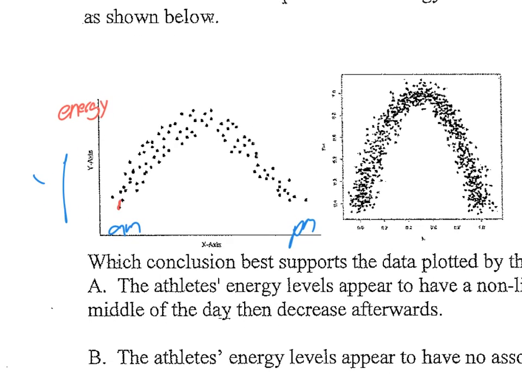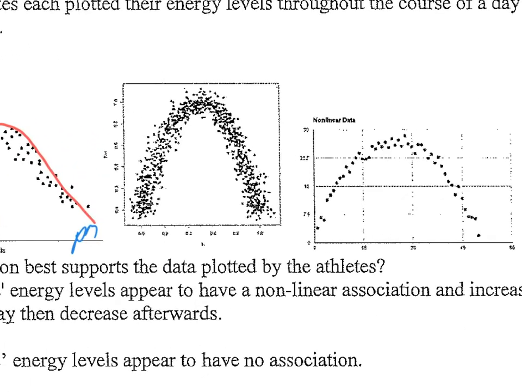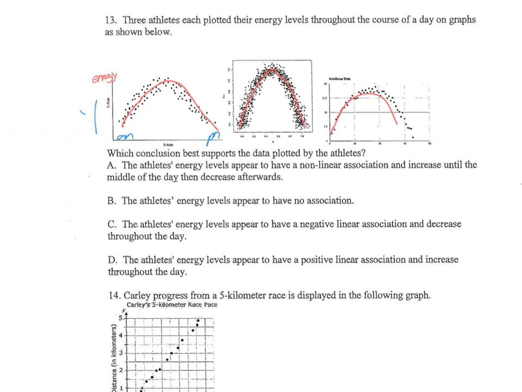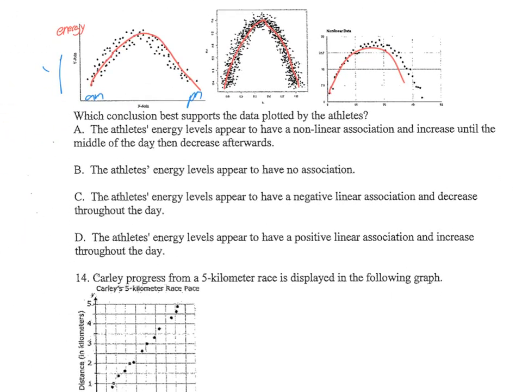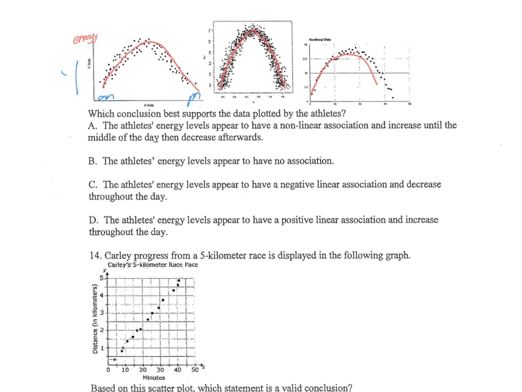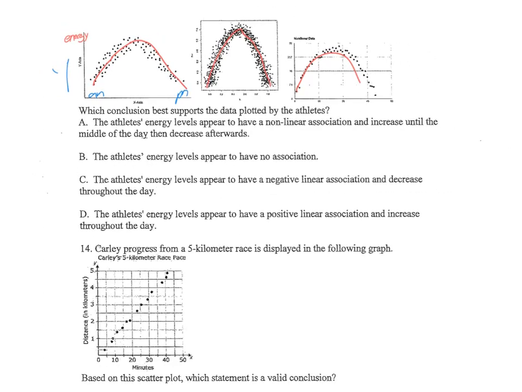So, not much energy in the morning, lots in the afternoon, and then it goes back down. Looks like that's about the same for all these guys. Hardly energy in the morning, lots in the afternoon, and then it takes a dive down. This is about how my day goes. Hardly energy in the morning, drink some coffee, I survive most of the day, and then I get home and crash. All right, so which conclusion best supports the data plotted by the athletes?